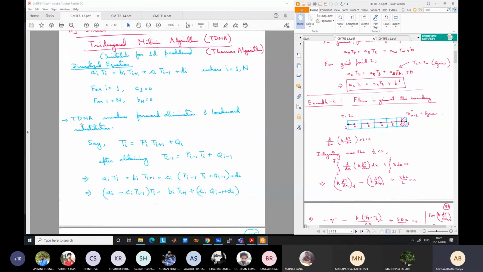So this is where TDMA comes into the picture. We will see that TDMA is very efficient. It has only a number of calculations of the order of n. So if you increase the grid points by 10 times, it will just take 10 hours to solve.